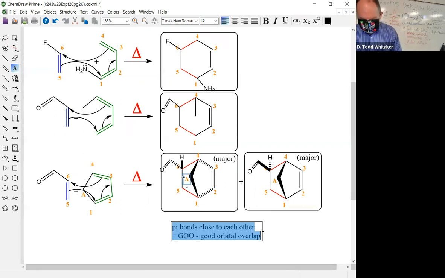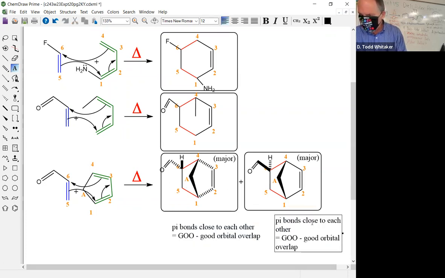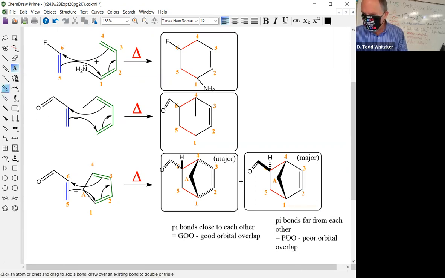And what was the opposite story? Over here, pi bonds far from each other. Poor orbital overlap. That's why it's minor. Just to make sure you know, these are down. Those pi bonds are nowhere near each other. This one's up above the ring, and this is down below the ring. There's no way they can interact.